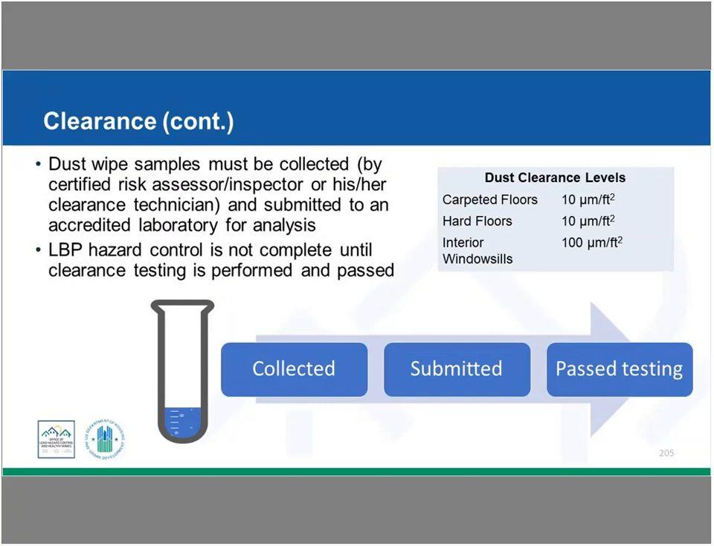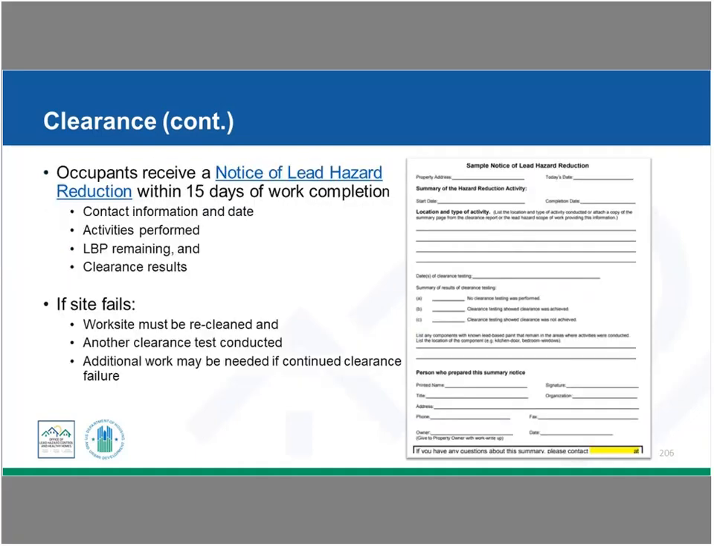All right, so like I said, we're going to have dust sample wipes. These are collected by a risk assessor or a clearance technician or a paint inspector. It's submitted to an accredited lab. It needs to be meeting these dust clearance levels, so it has to be at or below these levels in order for them to pass. And if it doesn't pass, you might need to re-clean and retest. But again, your lead hazard control work is not completed until the clearance testing has been performed and it has passed the test. And pass meaning it's meeting or below these dust clearance levels.